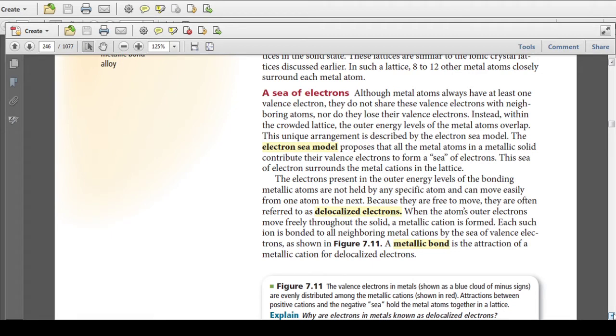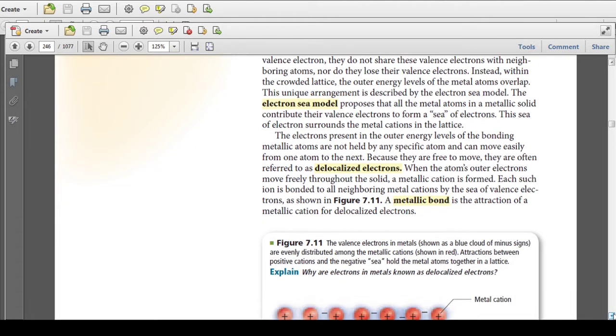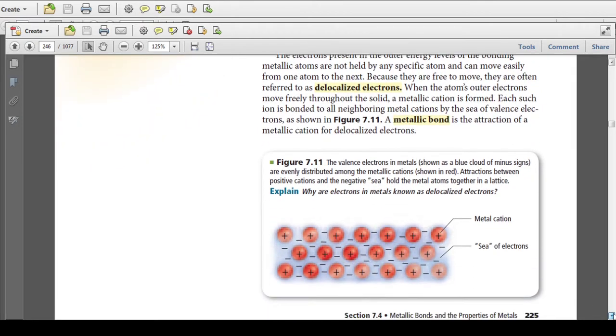The electrons present in the outer energy levels of the bonding metallic atoms are not held by any specific atom and can move easily from one atom to the next. Because they are free to move, they are often referred to as delocalized electrons. When the atom's outer electrons move freely throughout the solid, a metallic cation is formed. Each such ion is bonded to all neighboring metal cations by the sea of valence electrons, as shown in Figure 7.11. A metallic bond is the attraction of metallic cations for delocalized electrons.